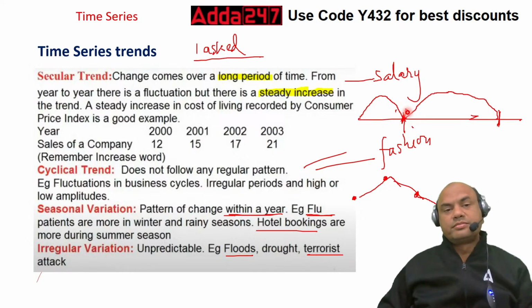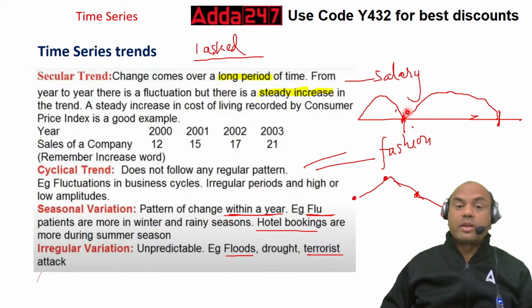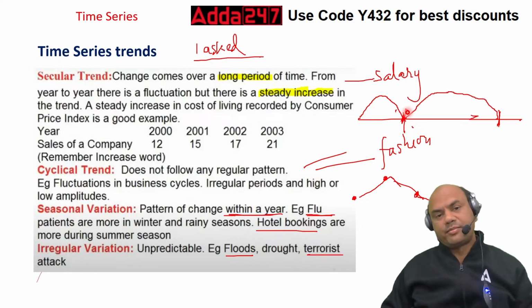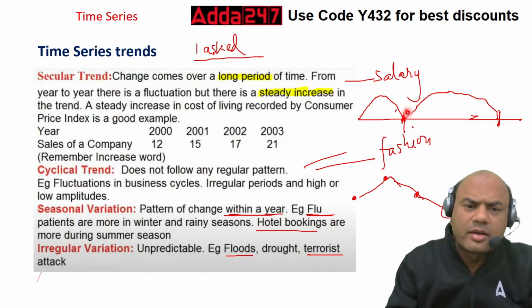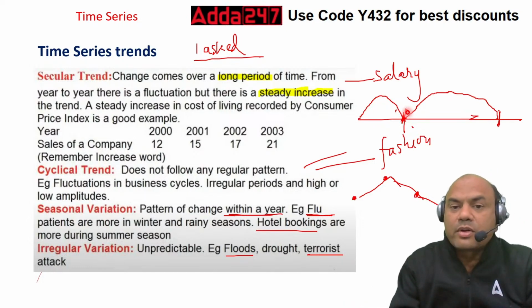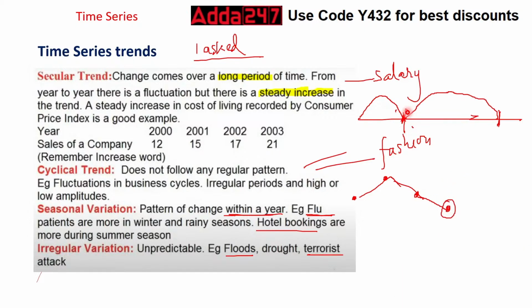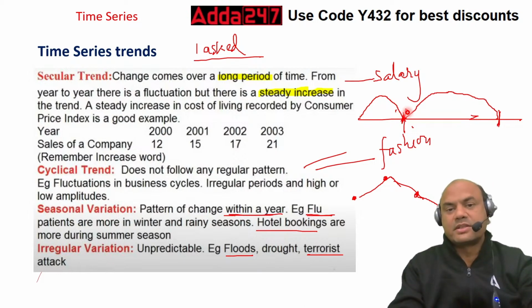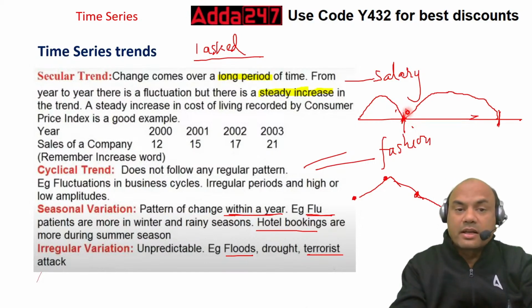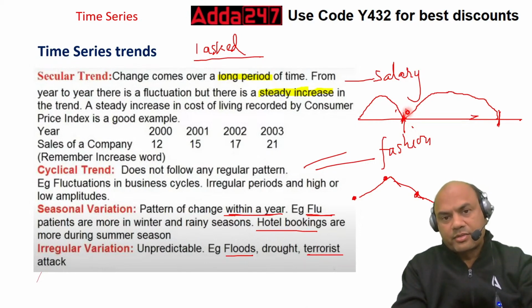Okay. So this cyclical trend means what? You can't predict up to what time it will be there. Some social media or something might trend for long, like fashion also. Look at the fashion. Some fashions might trend for a longer period. Some fashions we call vogue. Vogue means existence. So cyclical trend does not follow any regular pattern.